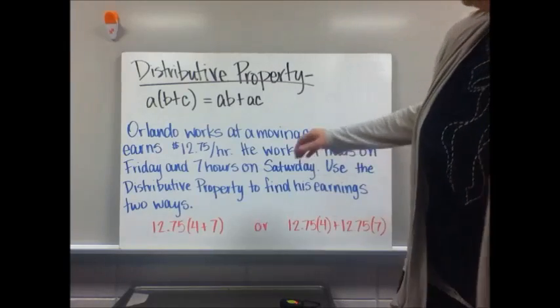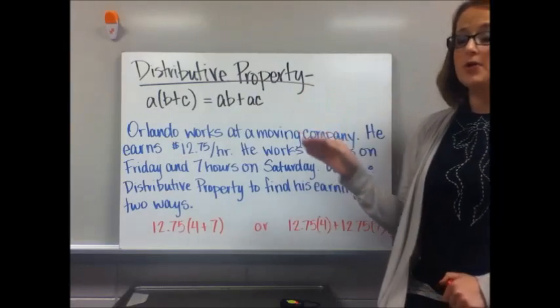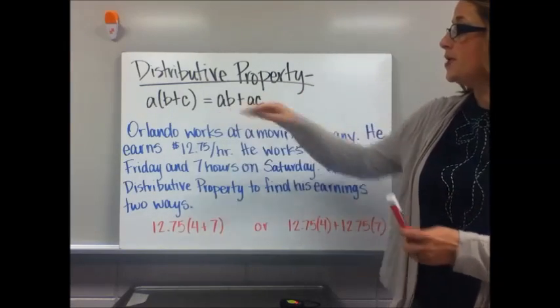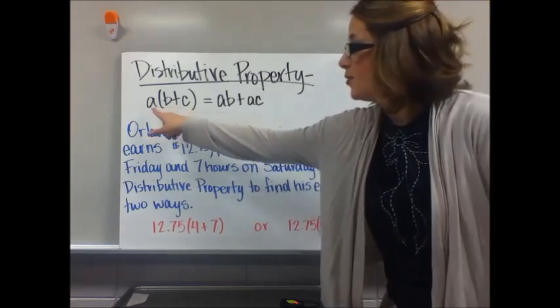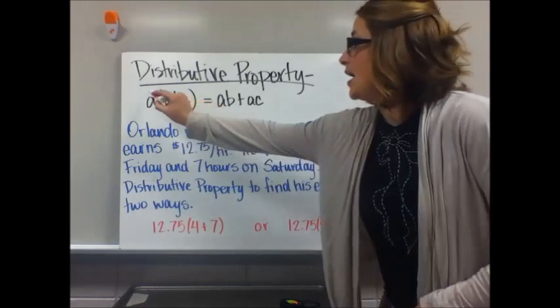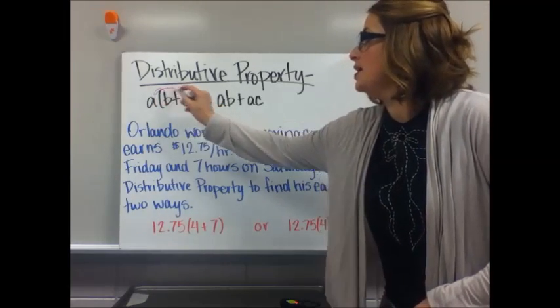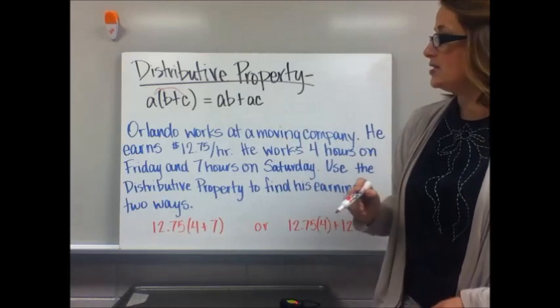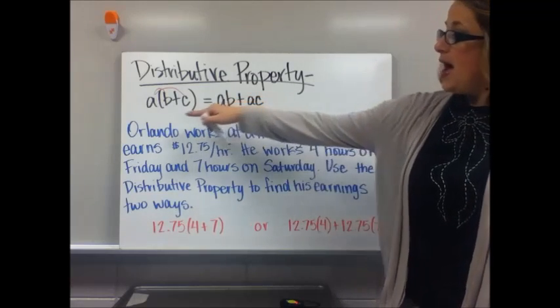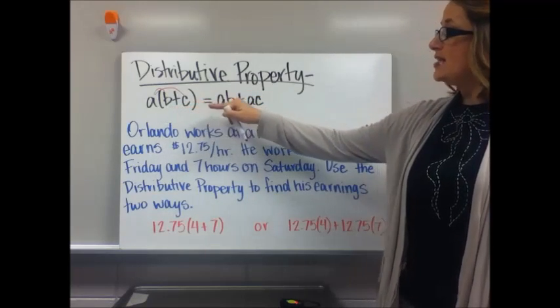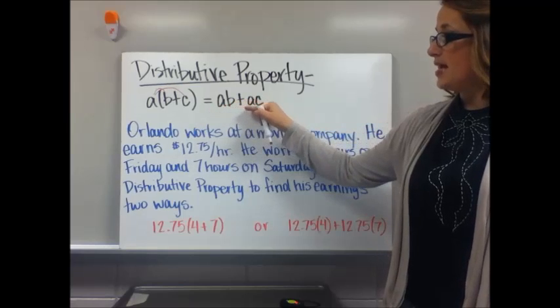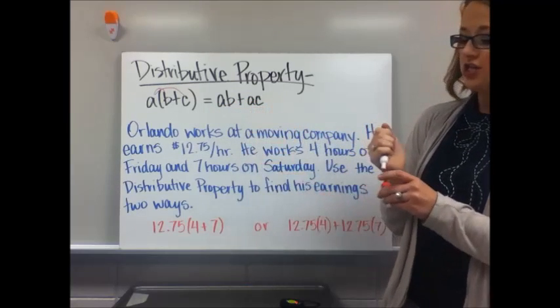A major property we're going to be using is the distributive property. So to refresh your memory, what distributive property says is when you have a number outside the parentheses, I can multiply that number by each term inside the parentheses. So A times the quantity B plus C is equal to A times B plus A times C. So here's an application of this.